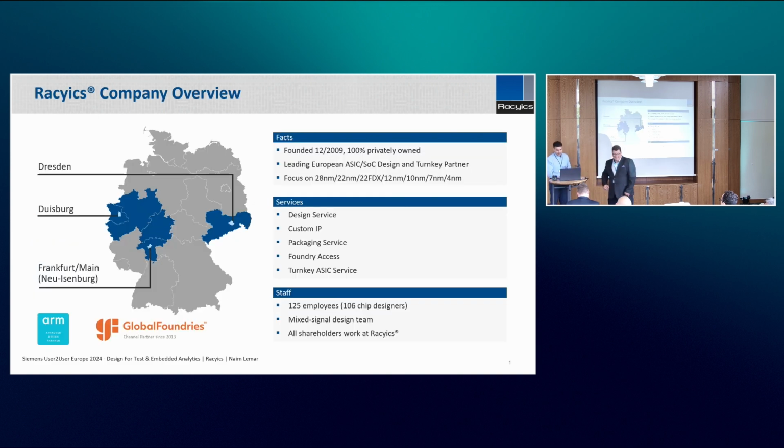Yeah, there we go. Okay, allow me to introduce Racyics. Racyics is the leading ASIC and SoC design partner in Germany. The headquarters is in Dresden. The majority of our DFT team are based in Frankfurt, and we also have a team in Duisburg. Our partnership with ARM and GlobalFoundries strengthens us to deliver high-quality design services for our customers.